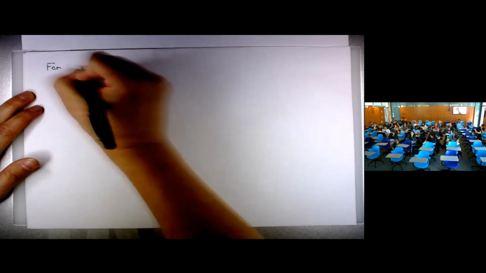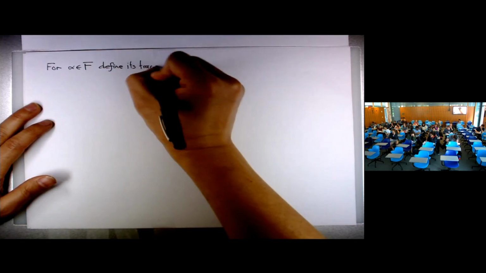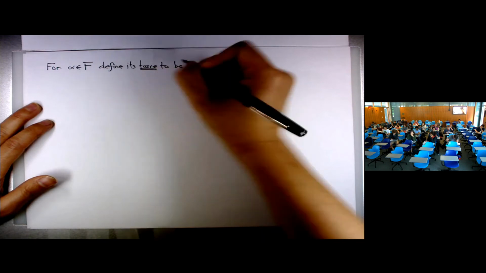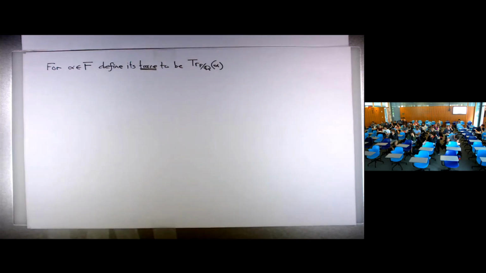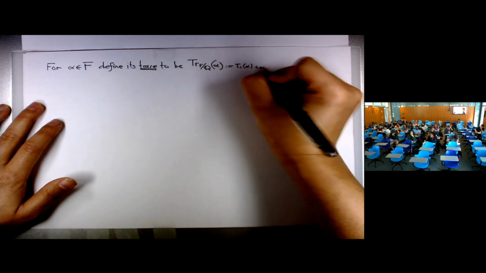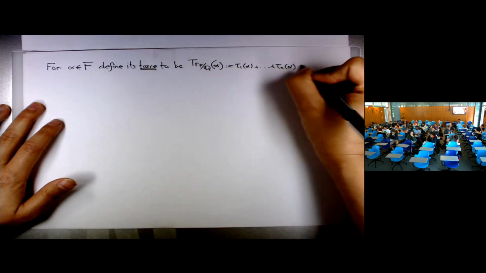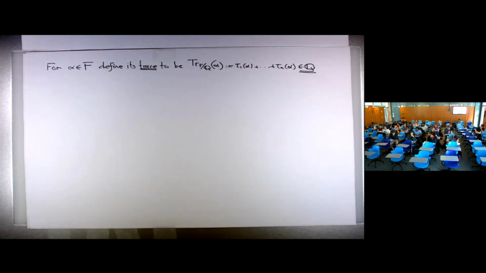I'll talk about a very technical thing. For alpha in F, I want to define its trace. I'm going to write the trace of alpha from F over Q to be the sum of all the embeddings. And it's a non-trivial fact that if you sum all the embeddings of an element, you actually get back an element in Q. So I have some exercise here.